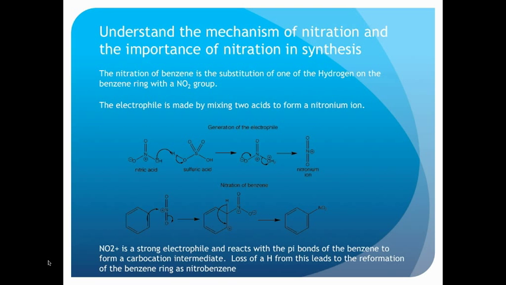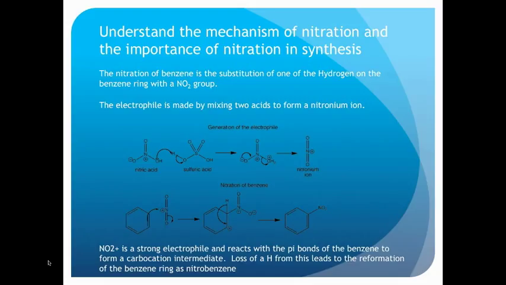Well, let's look here at the nitration of benzene. Now, the nitration of benzene, because of the stability of the benzene ring, requires the making of an electrophile from two strong acids. Nitric acid and sulfuric acid are combined to make a nitronium ion. In the diagram below, see the generation of the electrophile.